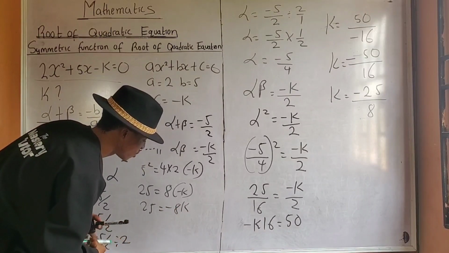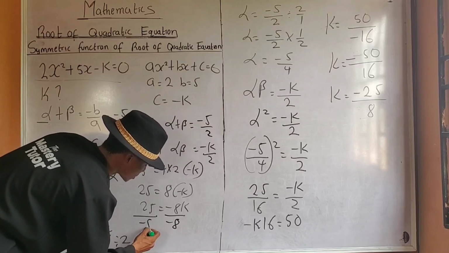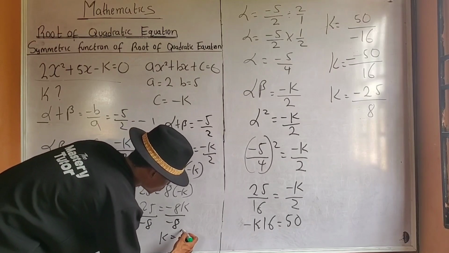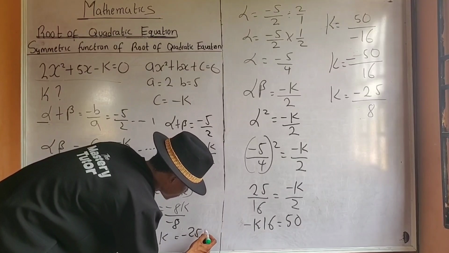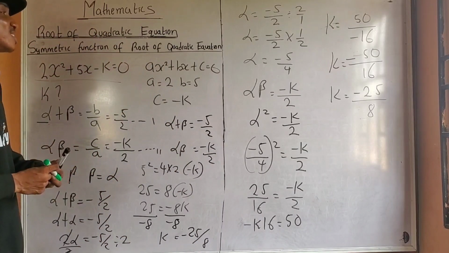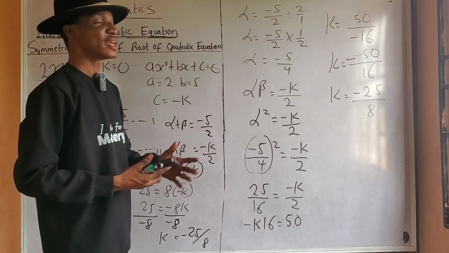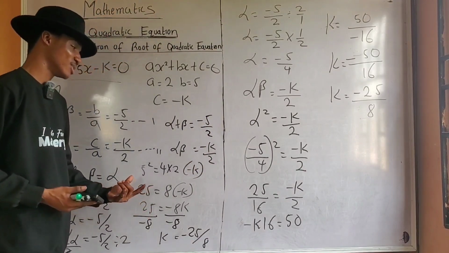To get the value of k, what are you going to do? Divide it by what? Minus 8. This over minus 8 and this over minus 8. So k is equal to negative 25 all over 8. Do you understand? So if you don't want to use this method, that is, if the question did not specify that you use this or this, you can just make use of this method.